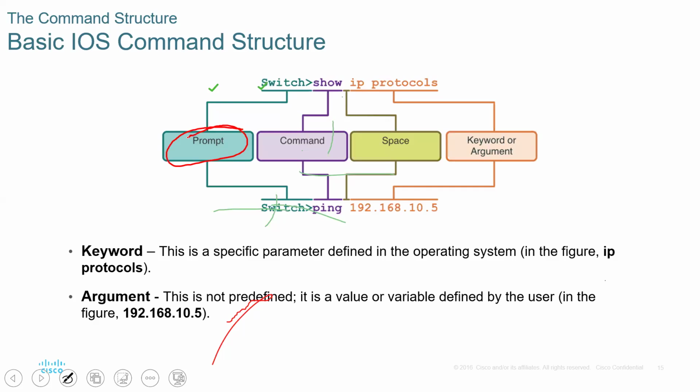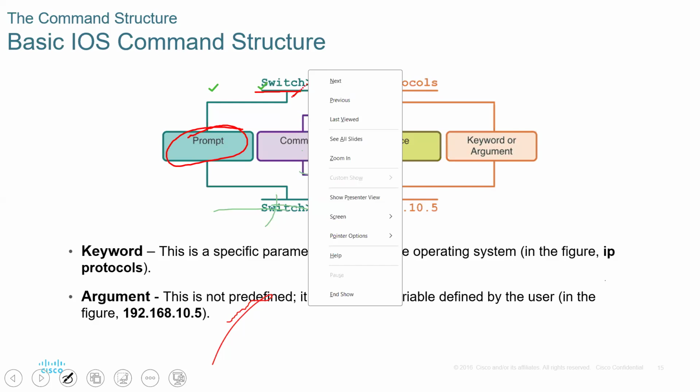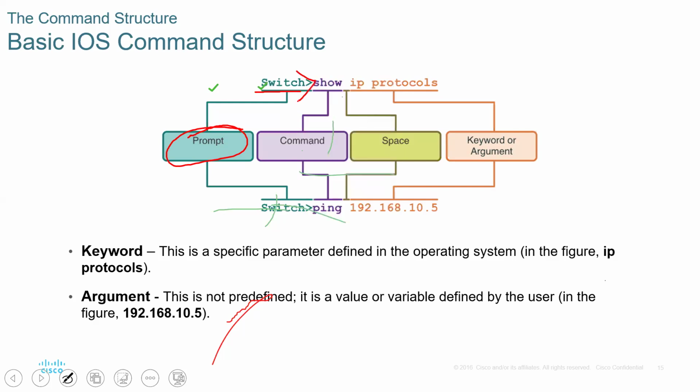The prompt is to tell you whether you are in user mode, privilege mode, or global configuration mode. For instance, this is a switch, and the prompt here tells us that we are in user mode. So you have the prompt, then you have the command. The command, in this case, may be the show command or the ping command, whatever command that you want to use.